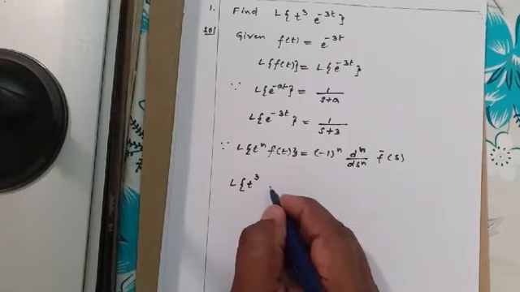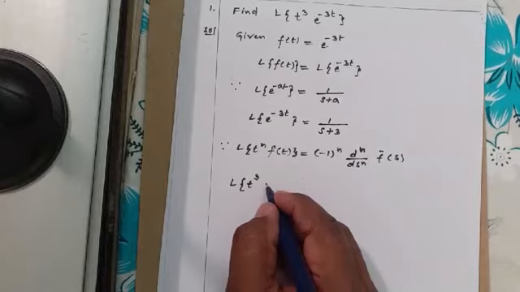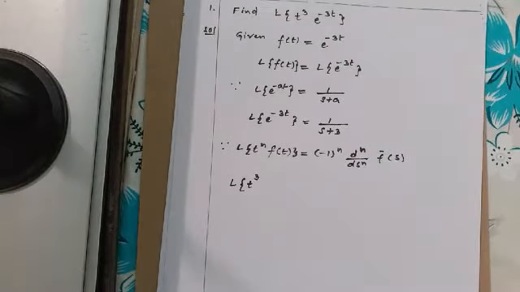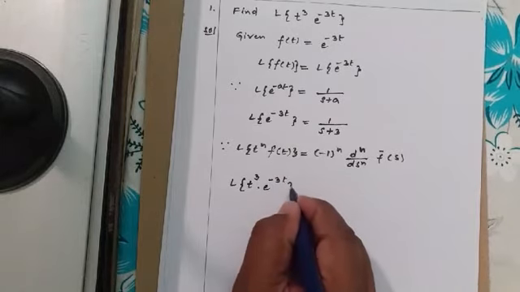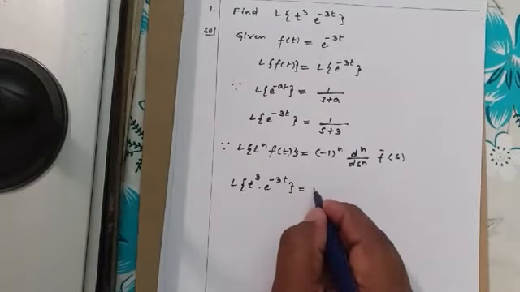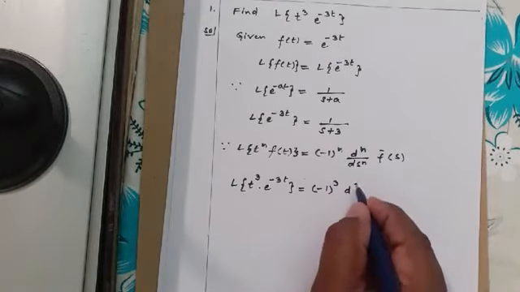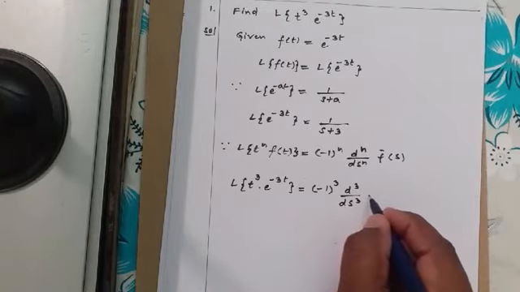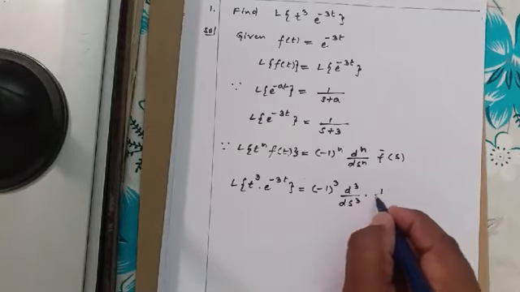As it is given in the problem, Laplace of t cube f of t, where f of t is e power minus 3t, we have to find now. This is equal to minus 1 whole power 3 d power 3 upon ds power 3 of f bar s. F bar s we got as 1 upon s plus 3.